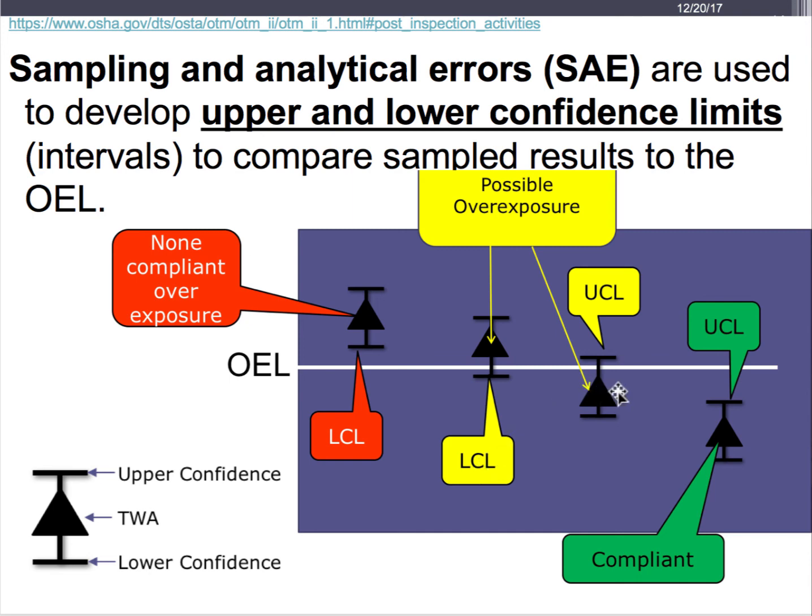And this is the one where we're more likely to make a mistake, because our time-weighted average would have come out below the occupational exposure limit. And when we put our standard analytical errors onto our time-weighted average, we can see that the upper confidence limit came out above 1 or above the OEL. And now we have a possible overexposure. This is the one that people are most likely to make the error on, and we'll do some math so you can further understand it, but I think this visual representation kind of starts to get us anchored.